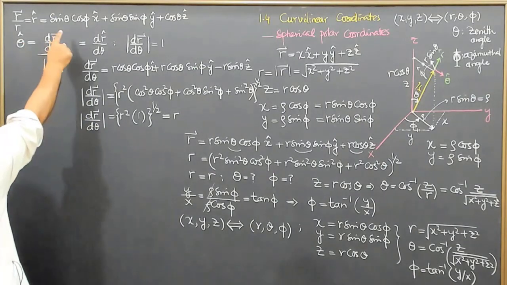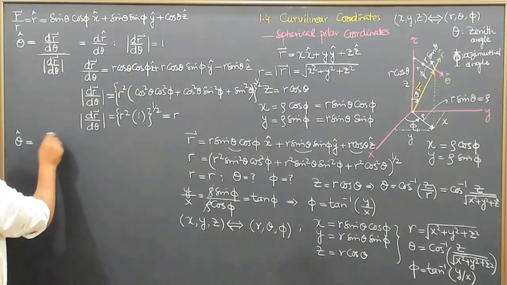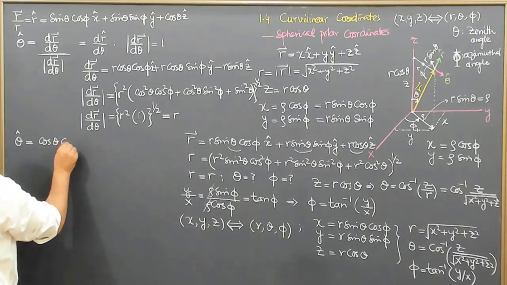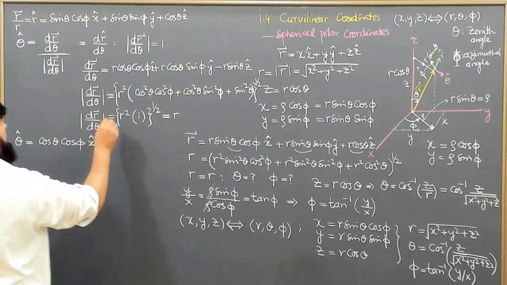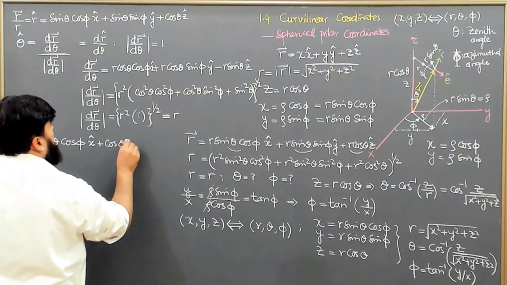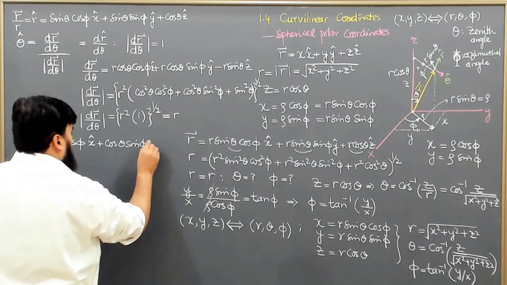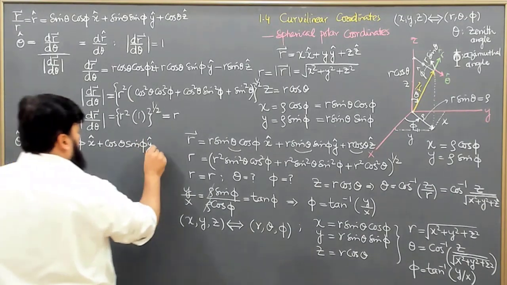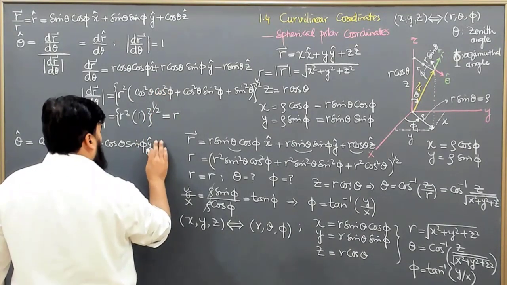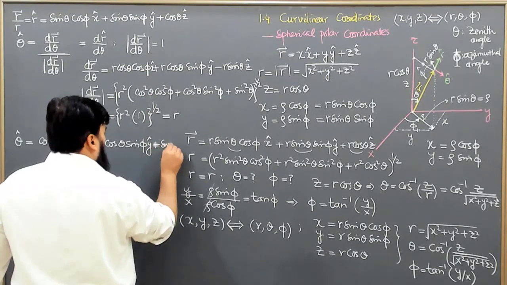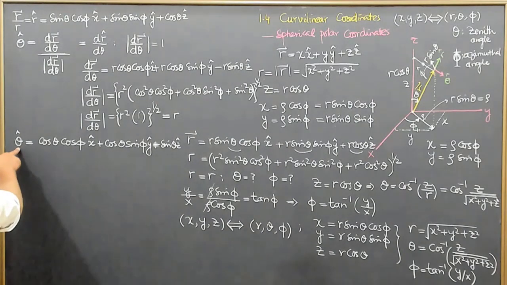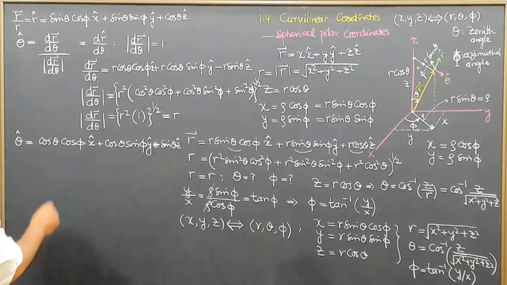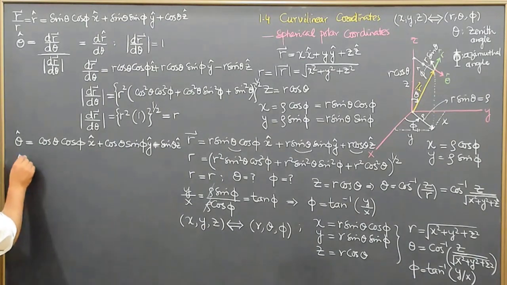So from there, just differentiate this with respect to theta. So this is cos theta cos phi in the x unit vector plus cos theta sin phi in the y unit vector, and this will come out to be minus sine of theta in the z unit vector. So this is our theta unit vector.